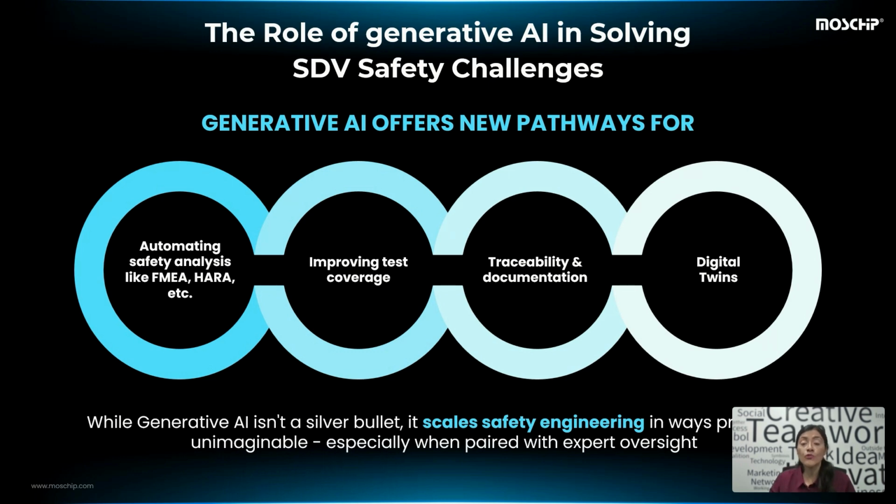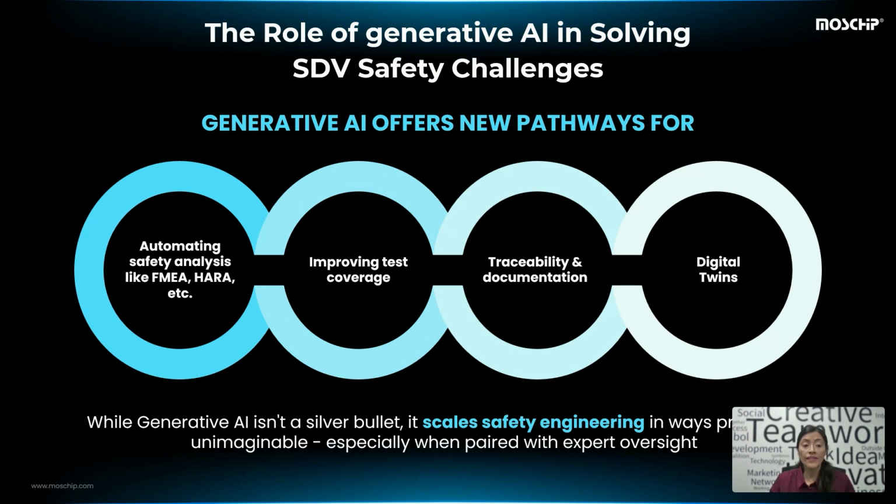It can also boost test coverage. AI can create edge case scenarios of failures that are hard to find in real life. This means we can test more possibilities and make cars safer. It also helps to keep the traceability sharp. As software evolves rapidly, AI helps maintain accurate traceability and documentation, making sure every change stays aligned with the safety standards.